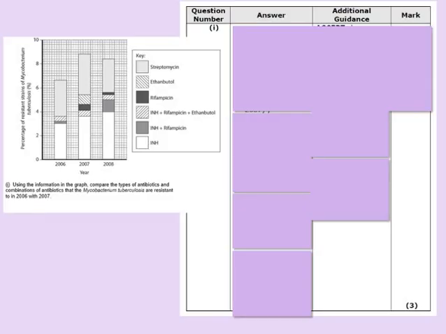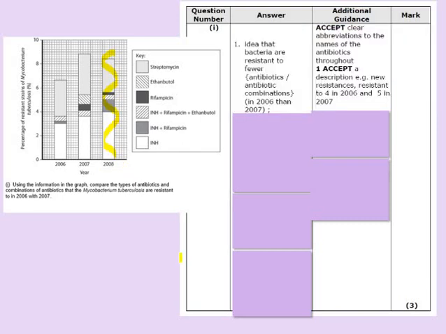Okay, hopefully you have now answered that 3 marker. So remember, we are ignoring 2008 because that's not what the question is asking us about. So the first mark is available. The idea that bacteria are resistant to fewer antibiotics or antibiotic combinations in 2006 than in 2007. And that makes sense. You can see that in 2006 the bacteria are resistant to 1, 2, 3, 4, whereas in 2007 it's 1, 2, 3, 4, 5.